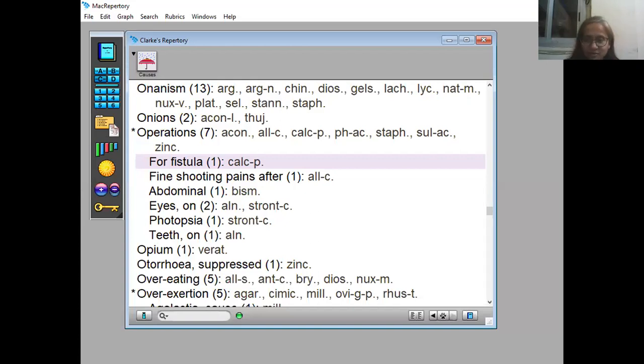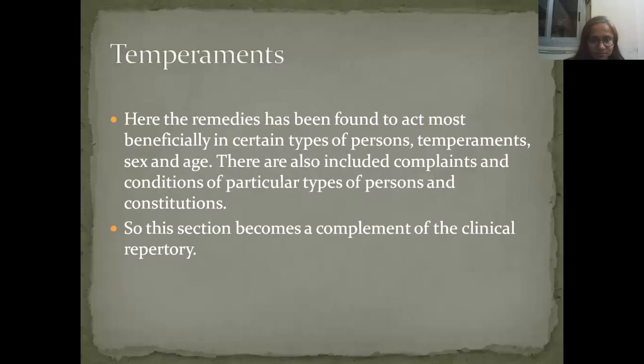Okay, let's look at some more interesting rubrics. I have seen many cases where patients come after operations of fistula and they say, I have heaviness, I have a little bit of pain, or this discomfort. This is a very common complaint, and I get this rubric in Clarke's repertory, which is very interesting: operations for fistula. What is the cause of the problem? Operations, and the only remedy, Calcarea phosphorica.